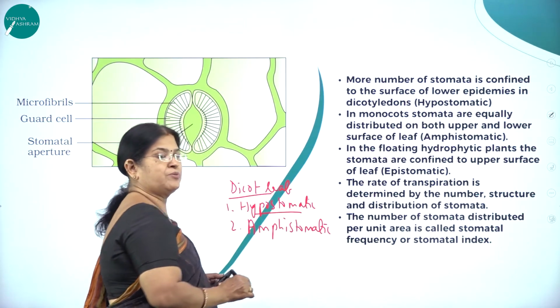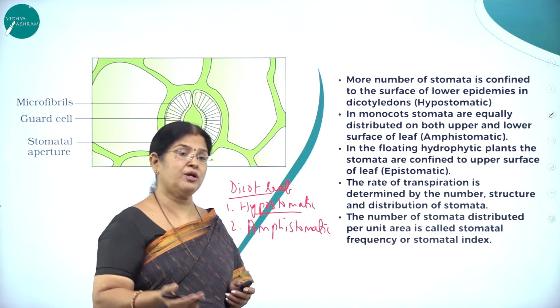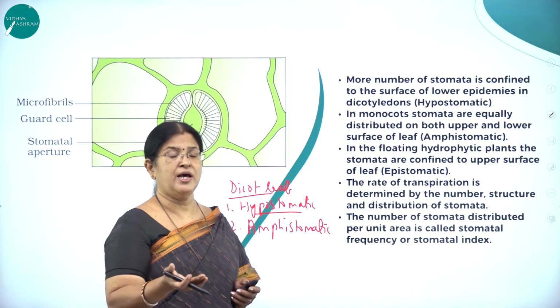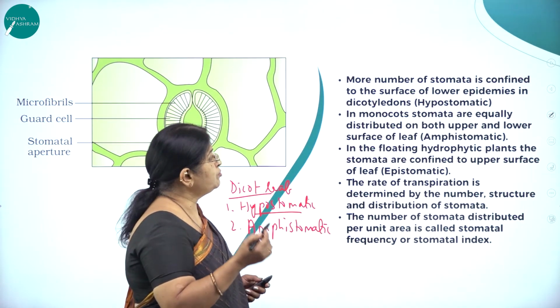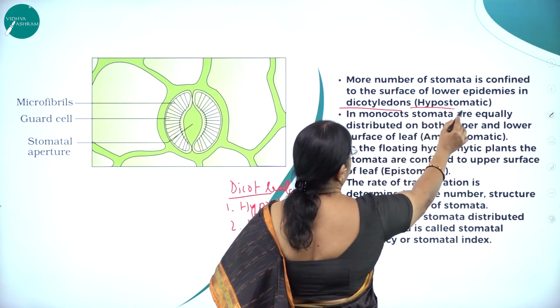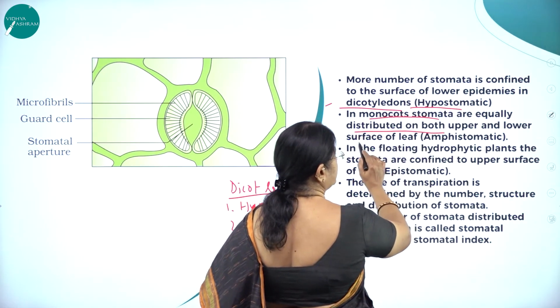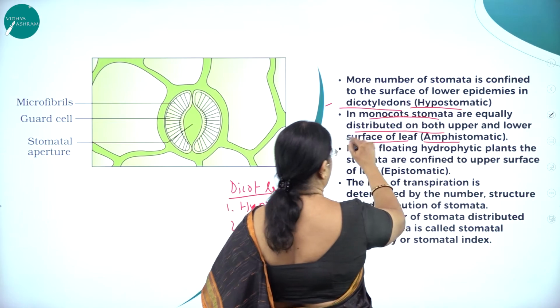What do you mean by hypostomatic? As I said, the lower epidermis of a dicot leaf will have more number of stomata. Hypo means what? Lower. Hyper means above. So, more number of stomata is confined to the lower epidermis of dicotyledons, which is called hypostomatic. In monocots, stomata are equally distributed on both upper and lower surfaces, called amphistomatic.